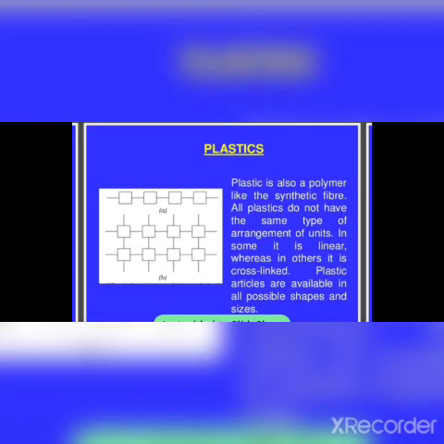Moving on to the next main topic, plastic. Plastic is also a polymer like synthetic fiber. Plastic may be linear or cross-linked, as you can see in the picture. Linear means it's a straight chain, and cross-linked, as you can see, it is joined by two or more adjacent bonds. Plastics are available in different shapes, in different colors, as well as in different sizes.